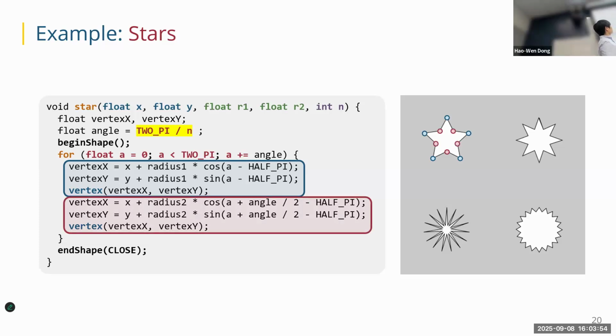So you have radius 1, radius 2, and there will be an offset on the angle for half the angle. For a polygon, you want to turn 2 pi over 5. But now if you want to do a star, you want to turn halfway. So there will be 2 pi over 10 rather than 2 pi over 5. And that's why we get angle divided by 2 here. So you can also get the stars.